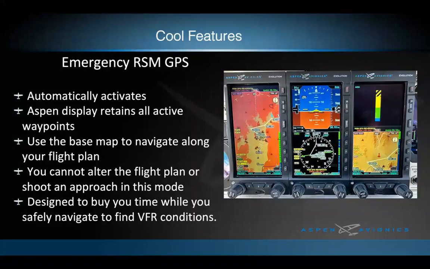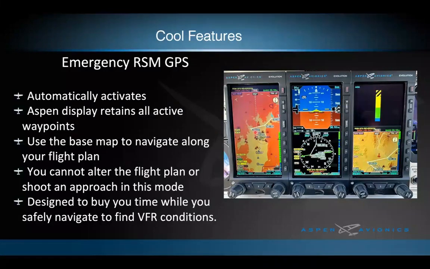So you see that annunciation up here, emergency use only, on all three displays. And what's happening is the Aspen is going to remember all the waypoints that were part of the flight plan in the GPS system before it failed, and maintain those on the displays. If you notice on the PFD here, the deviation bar is removed. The deviation bar on the HSI is removed because it's not going to be the same scale. The emergency GPS is not the same scale or tolerance as a panel-mounted GPS.